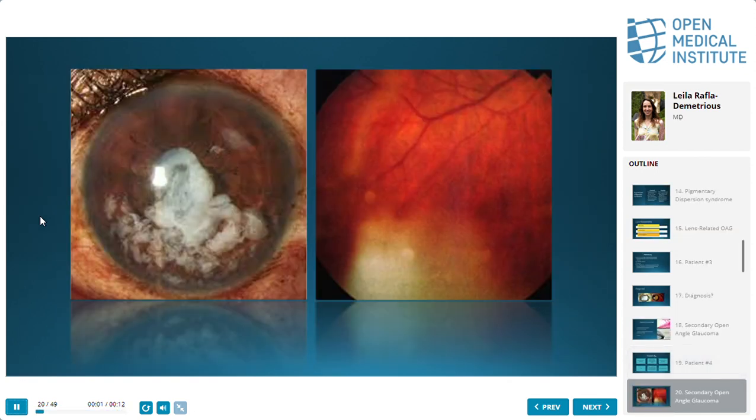So here on the left, you can see there's some copious amounts of cortex in the anterior chamber, and then also we see some cortical chunks floating around in the vitreous in the posterior chamber.